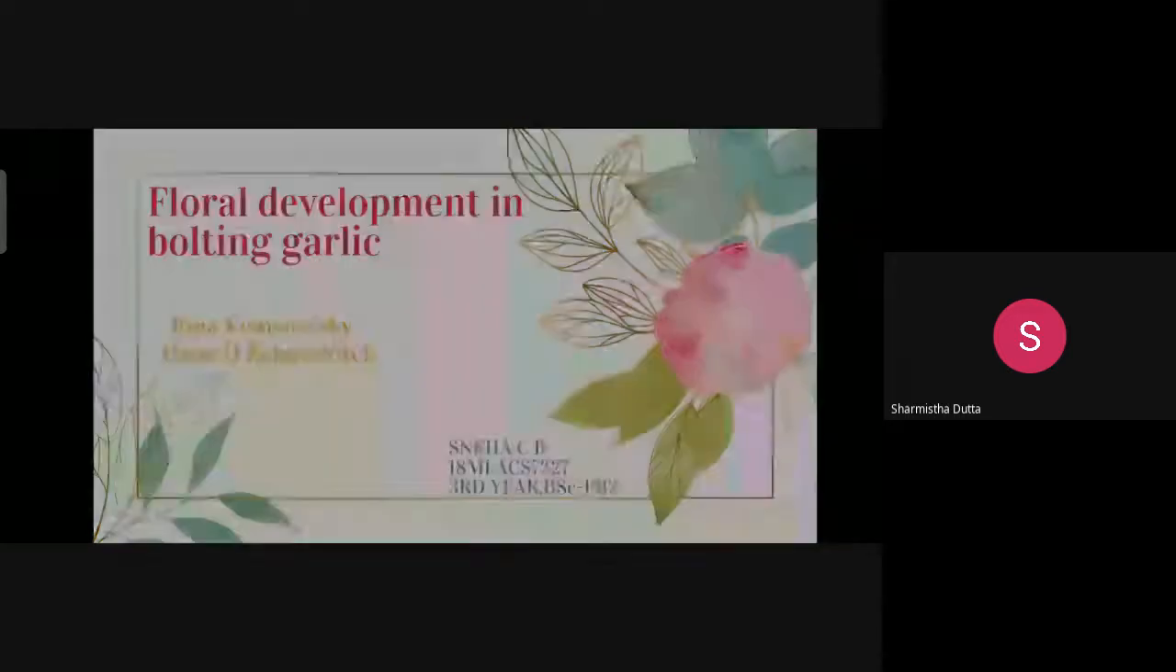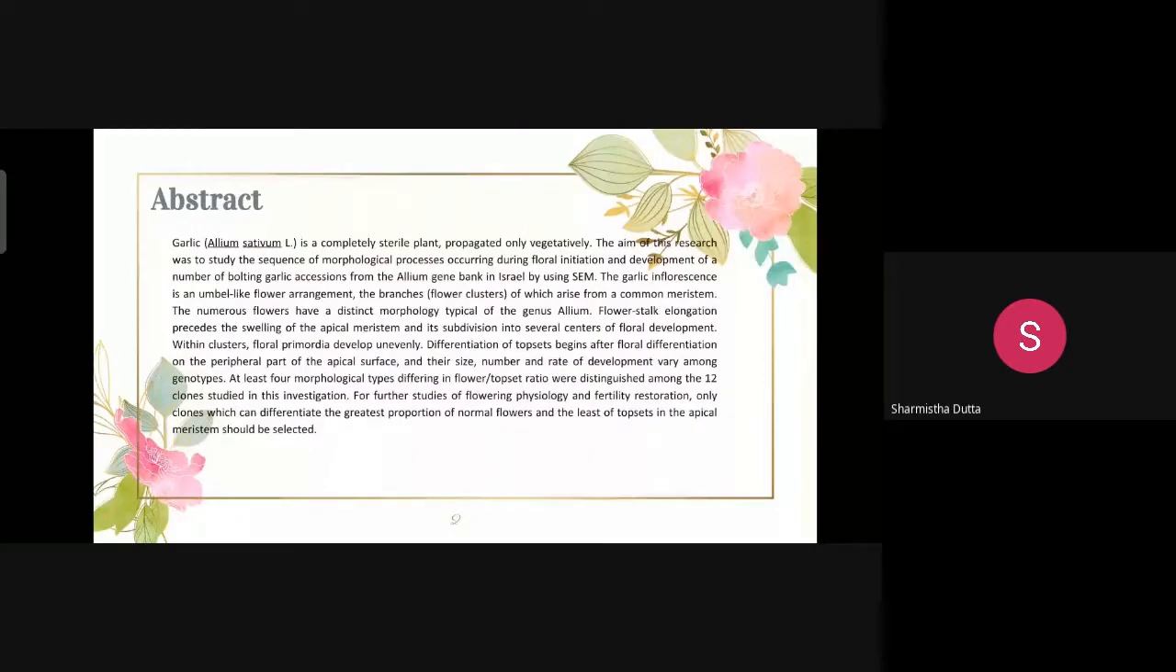Rabinovich. Abstract. Garlic, Allium sativum, is a completely sterile plant propagated only vegetatively. The main aim of this research was to study the sequence of morphological processes occurring during floral initiation and development of a number of bolting garlic accessions from the Allium gene bank, which is in Israel, by using SEM, scanning electron microscope. The garlic inflorescence is an umbel-like flower arrangement, and the branches, which are flower clusters, arise from a common meristem.